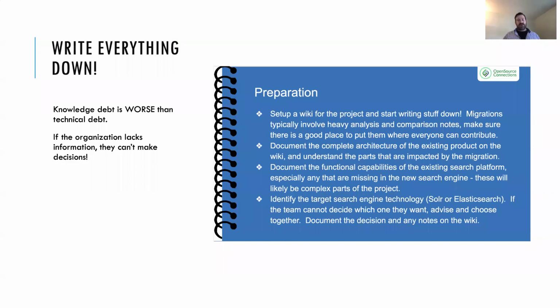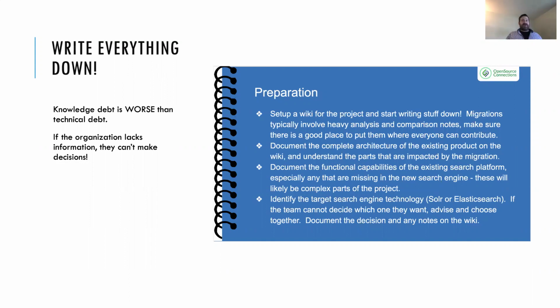Write the goals down, write the success criteria down, but also write down everything that you know about the current system. You're moving off of this thing onto this new thing. What do you know about it? What does it look like? What are the things that are going to trip you up?